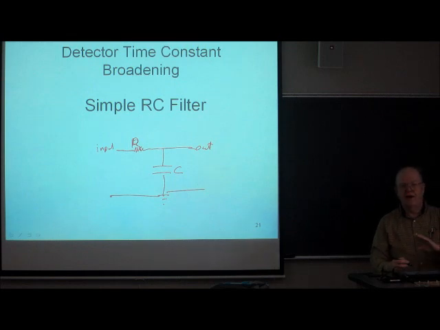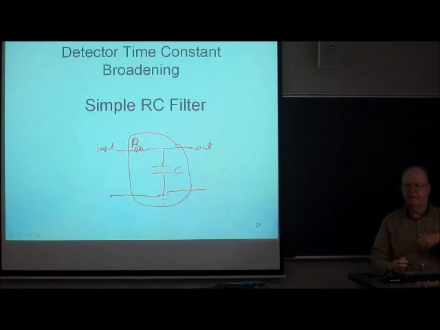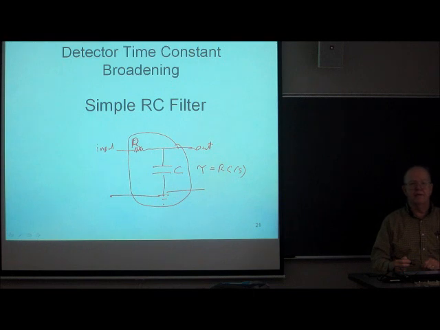Now we're not dealing with chemicals now, we're dealing with electrons that are coming out of the detector into the data system. And I'm saying this is a model of the speed of response of the detector. And this has a time constant T equal to R times C, and the units of this are, of course, seconds. I'll call that time constant tau.